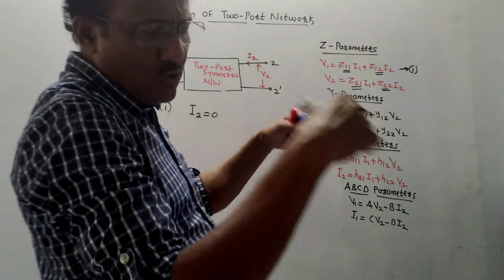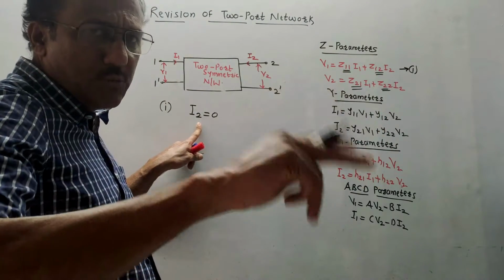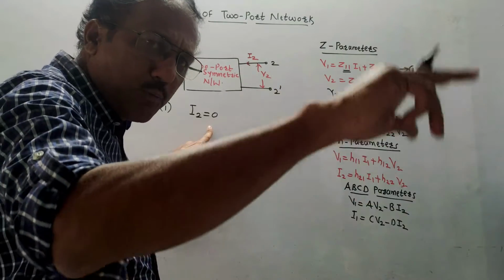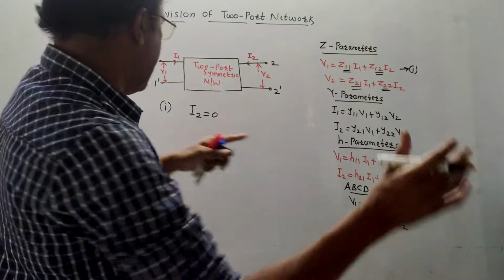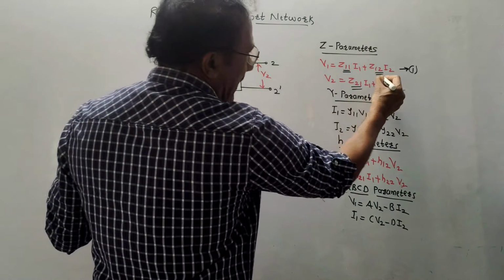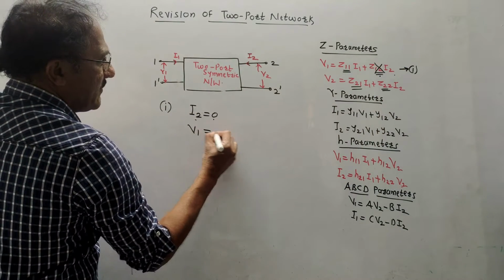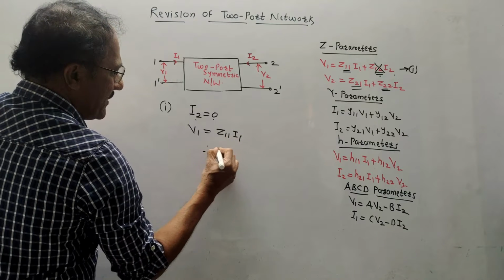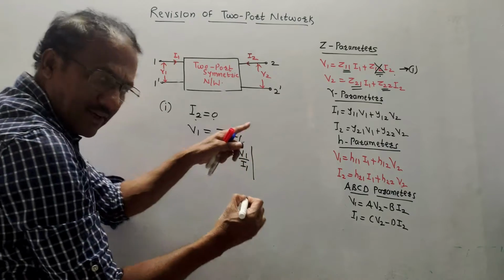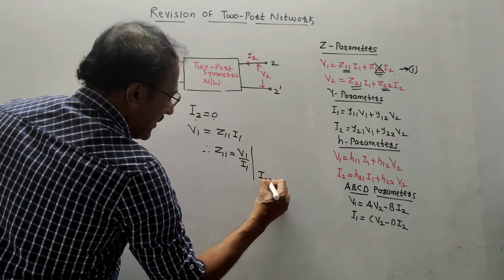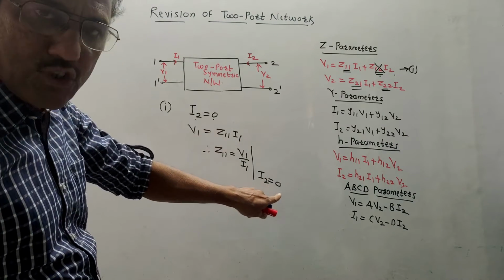Current is 0 means you can well say output port. I2 is related to output port. There are 2 ports, input and output. So I2 is 0 means output port's current is 0. We can well write it like this: output port open circuited. So when I2 is equals to 0, put I2 equals to 0 in equation 1. This term gets vanished. So remaining equation is V1 is equals to Z11 I1. From this I will get Z11 is equals to V1 by I1. Write it like this, mark a vertical line and write the condition I2 is equals to 0. It is read like this: Z11 is V1 upon I1 when I2 is equals to 0.